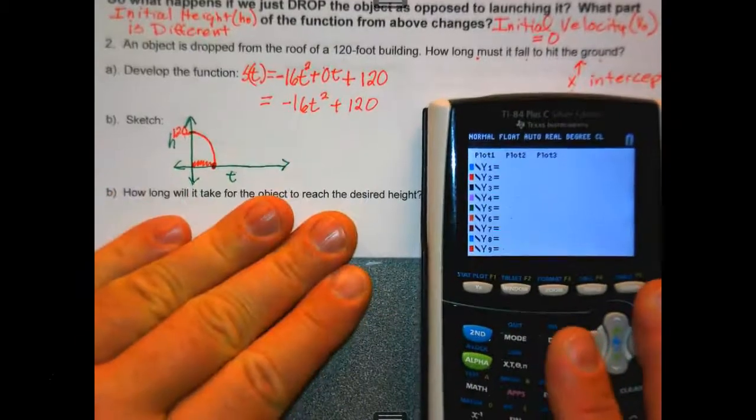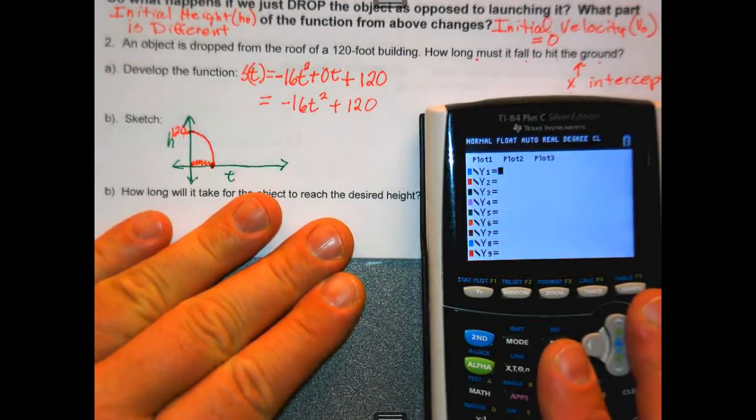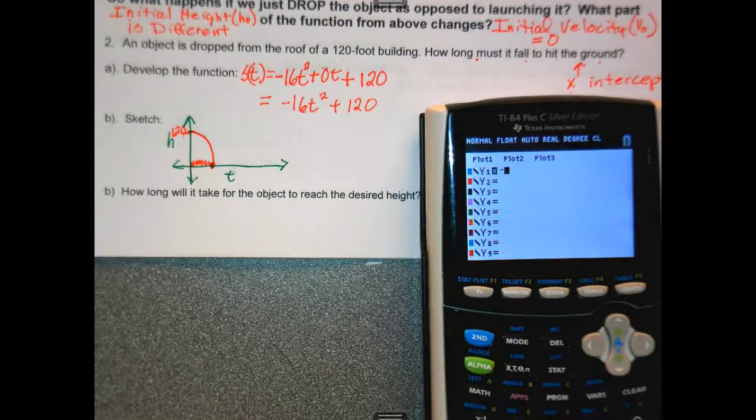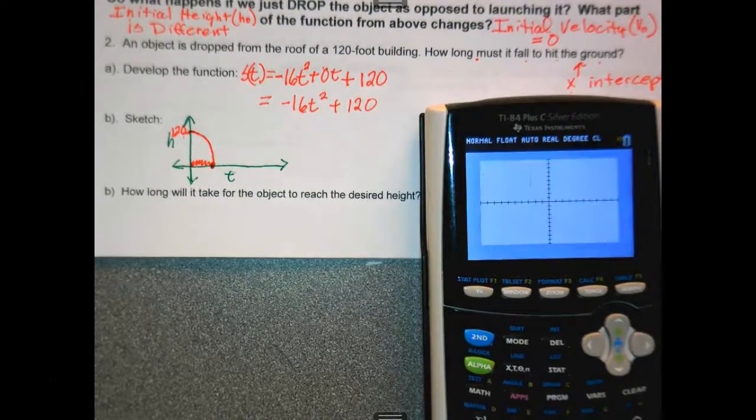Are you ready, kids? I'm going to put in negative 16. I have to use x because we don't have a t. So x squared plus 120. Everybody with me? Graph it.